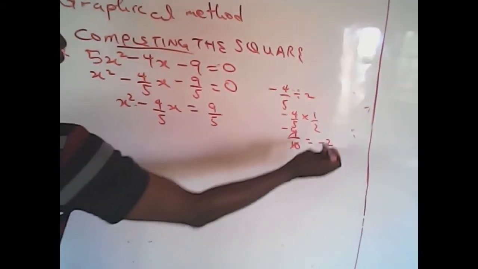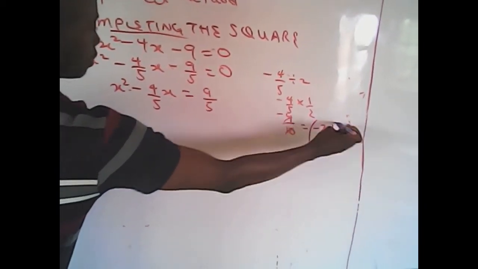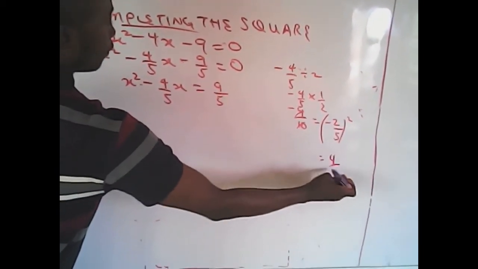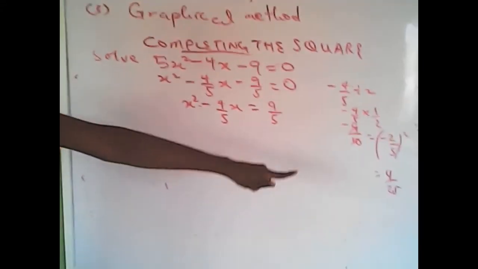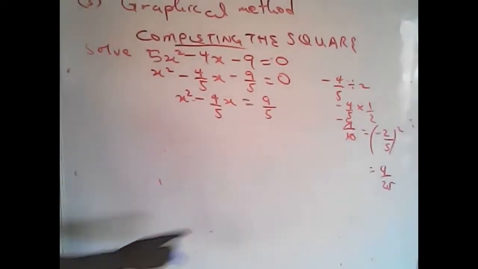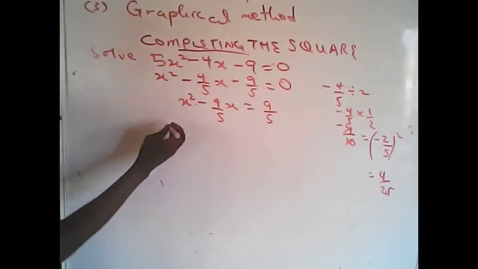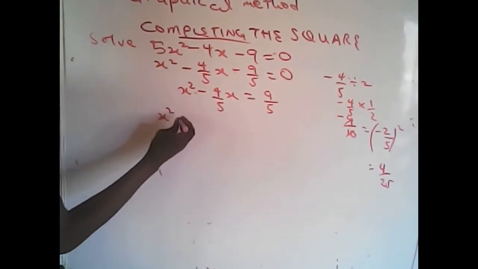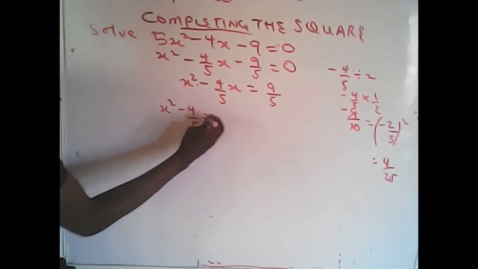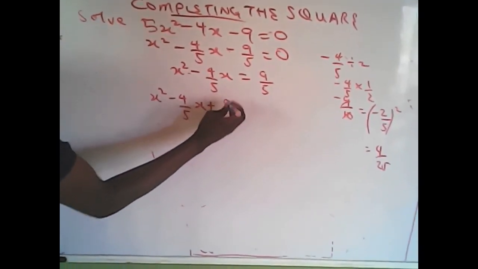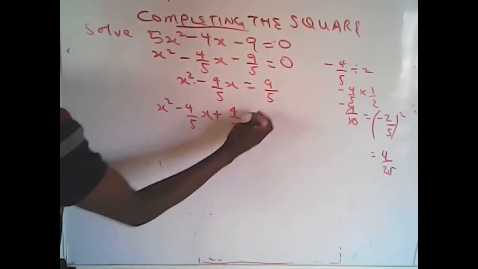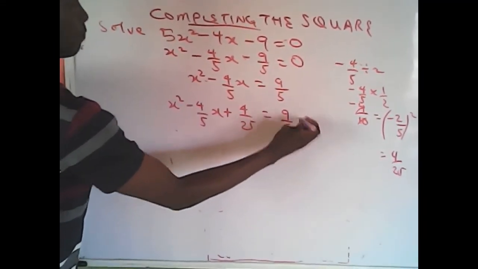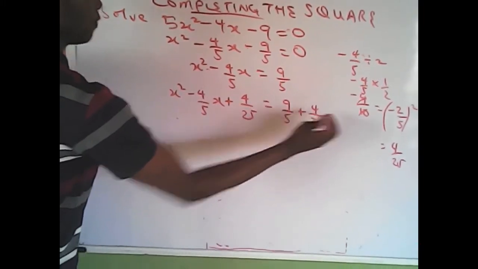Then I am going to square the result, and that will be 4 over 25. I add the result to both sides of the equation, saying x squared minus 4 over 5 x plus 4 over 25 equals 9 over 5 plus 4 over 25.